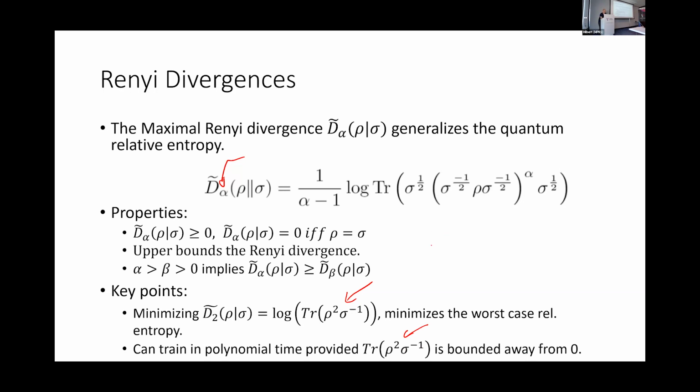Now rho, for example, could be equal to the training data represented as a quantum state, and sigma is equal to the generated state.